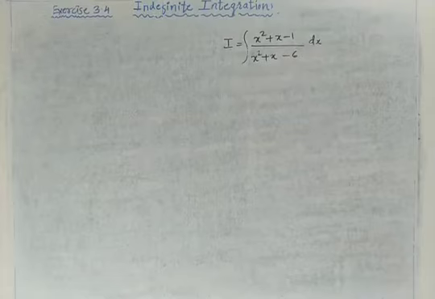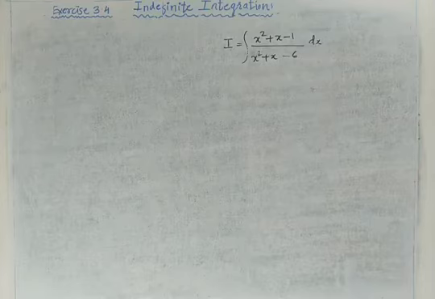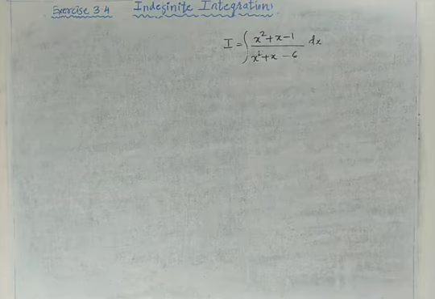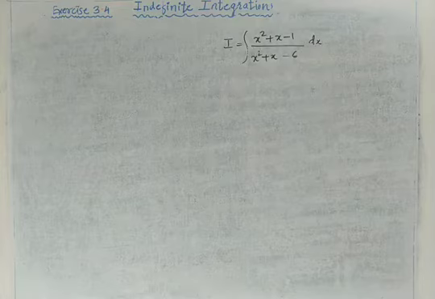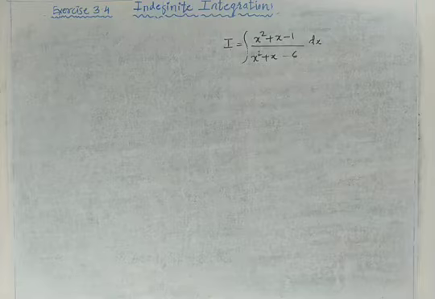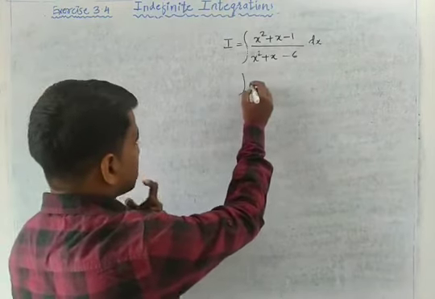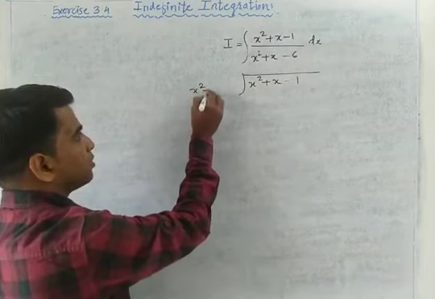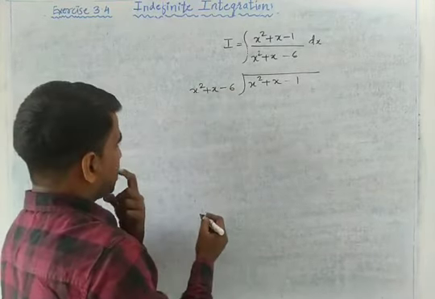See the next example. In the next example, I is equal to integration of x square plus x minus 1 upon x square plus x minus 6. So if we check, the degree of numerator is 2 and the degree of denominator is also 2. It means the degree is the same. When the degree is the same, I already explained that we have to divide numerator by denominator. Get it? So we'll start with that division. When the degree is greater than or equal, we have to divide numerator with denominator by the division rule. Is it clear? So see how we'll do it.